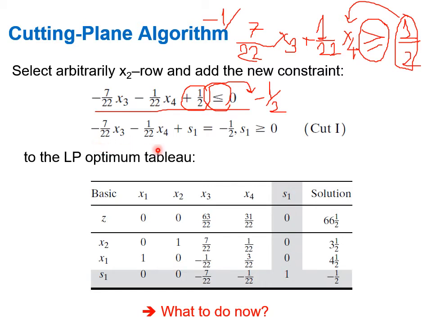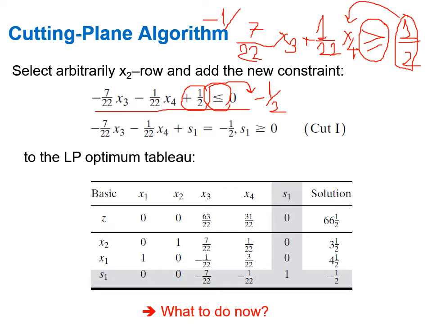What about the row of this constraint? So basically, we write the coefficients. For x1, 0. There is no x1 here. There is no x2 again. The coefficient is 0. For x3 we have -7 over 22. For x4 we have -1 over 22. s1 is 1. And the right hand side is -1 over 2. Okay, so now this is the modified optimum tableau.